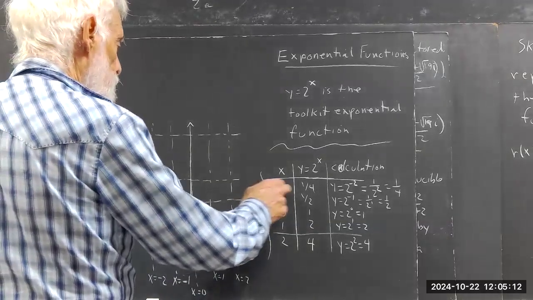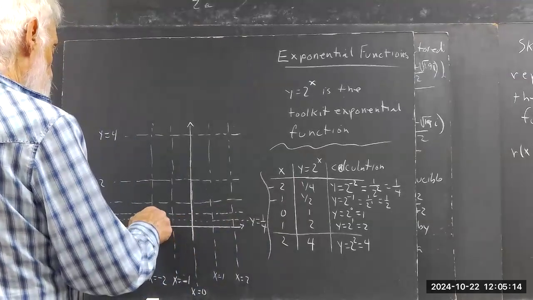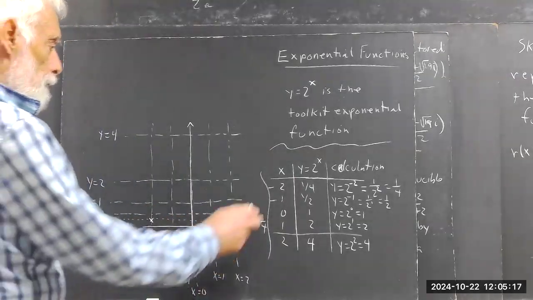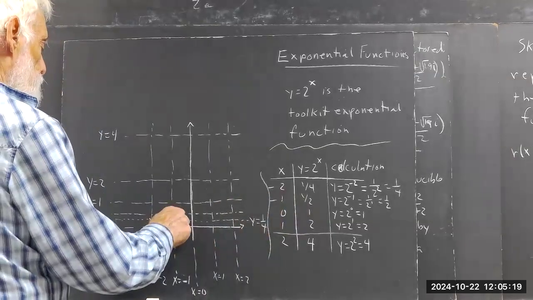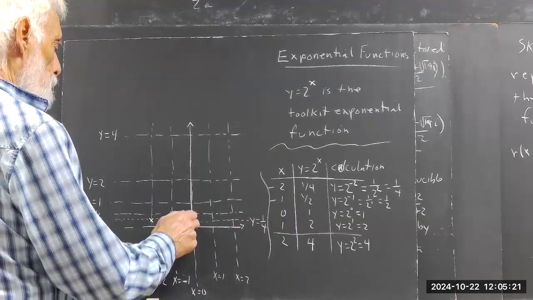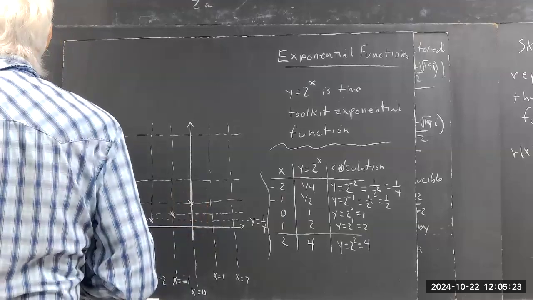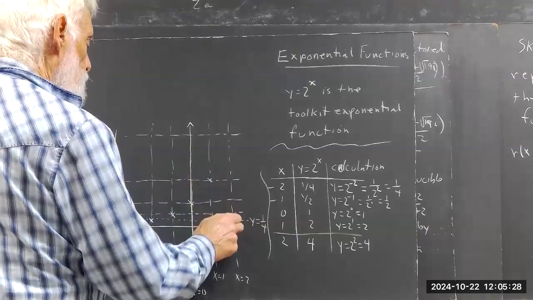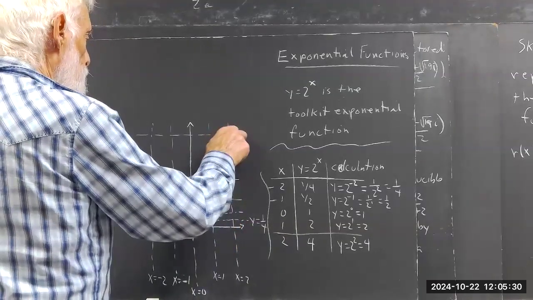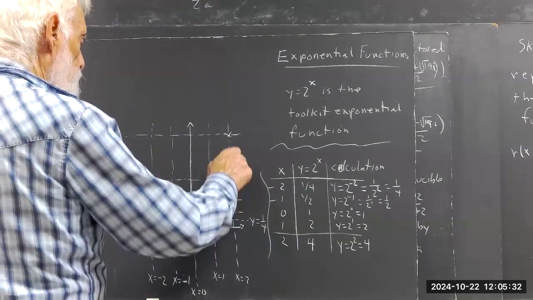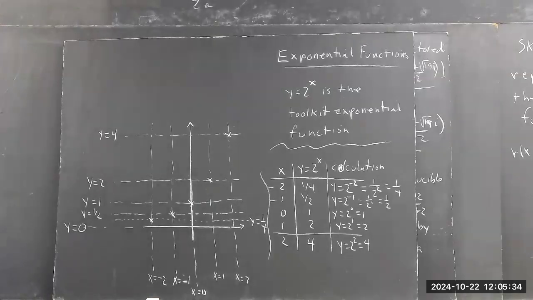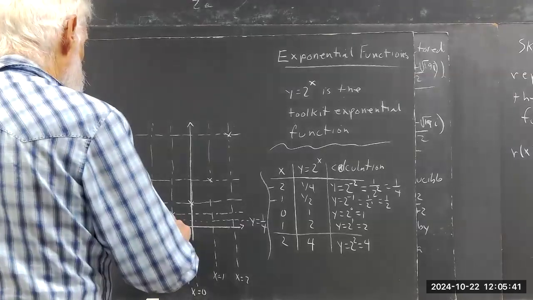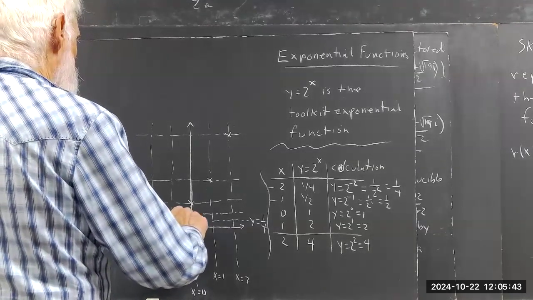So you have the point -2, 1/4. That's here. You have the point -1, 1/2. Well, that's here. You have the point 0, 1, which is here. You have the point 1, 2, which is here, and the point 2, 4, which is here. And these are the points that lie on the curve of the exponential function. Then we simply sketch a smooth curve.